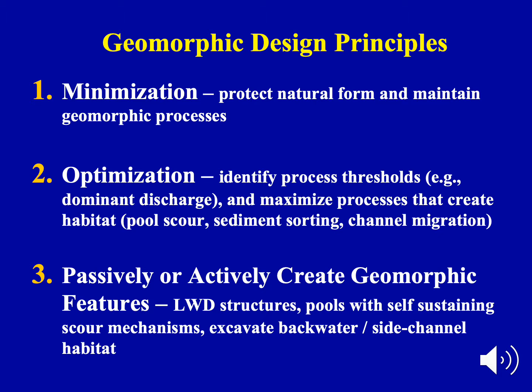Looking at geomorphic design principles, pretty straightforward. There's sort of three main caveats of it. One is minimize what you're doing, protect the natural form, maintain your geomorphic processes, try to optimize whatever you're putting into the river channel to create natural functioning things: pool, scour, sediment sorting, channel migration. We try to passively or actively create these features through wood structures, pools with self-sustaining scour mechanisms, things like that.